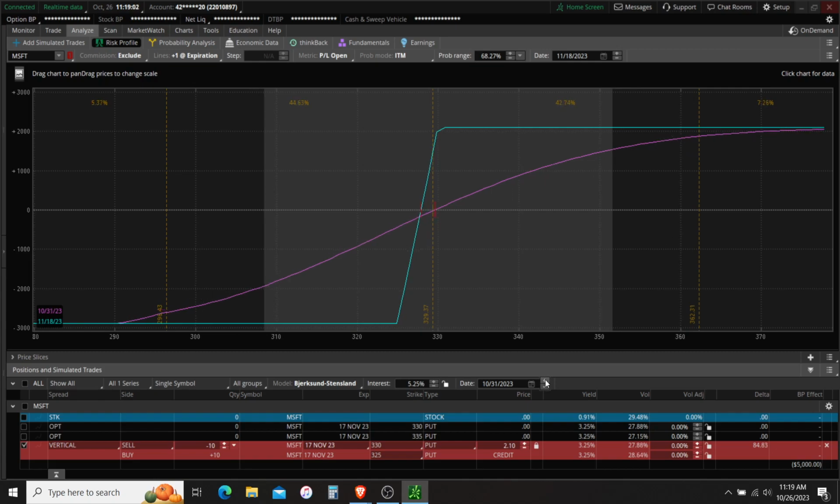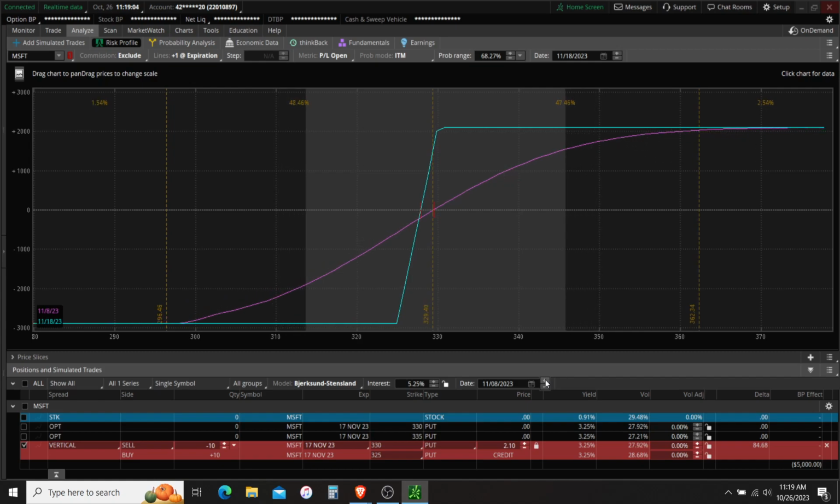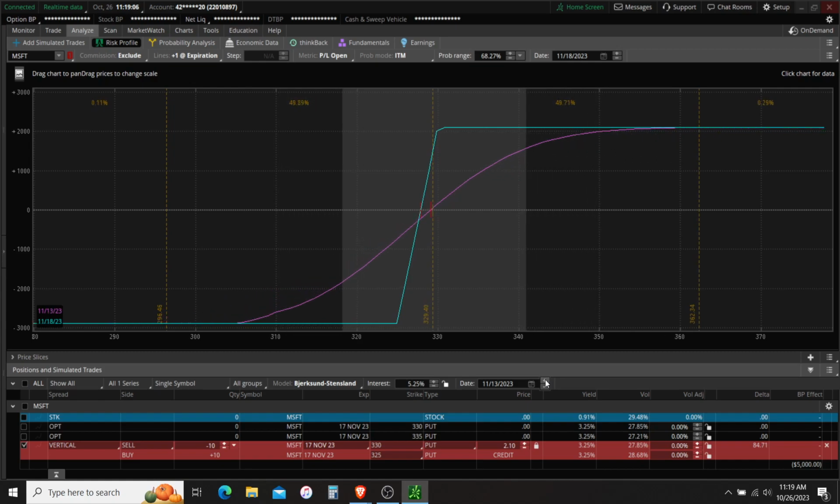As we go into the future, this purple curve is going to end up matching the blue curve. Down below is our stop price, 330. That's our short strike, the strike that we chose. So on November 13th, if Microsoft was trading at 332, we will have made 500, assuming all other conditions are the same.